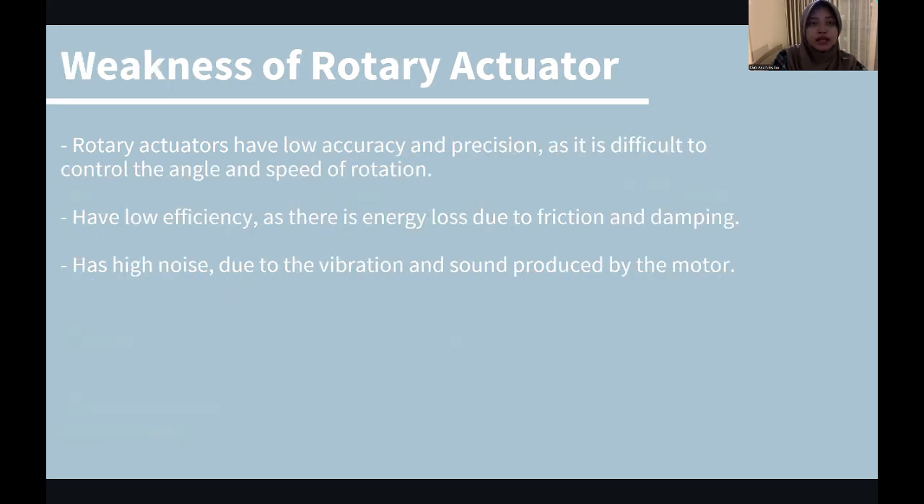Okay. Next is weakness of rotary actuator. Rotary actuator have low accuracy and precision as it is difficult to control the angle and speed of rotation. Have low efficiency as there is energy loss due to friction and damping. Has high noise due to the vibration and sound produced by the motor.